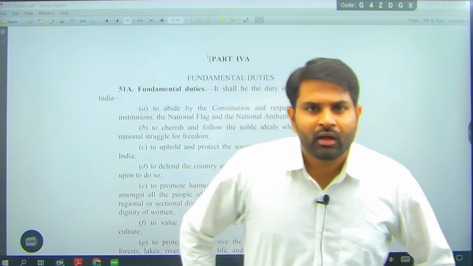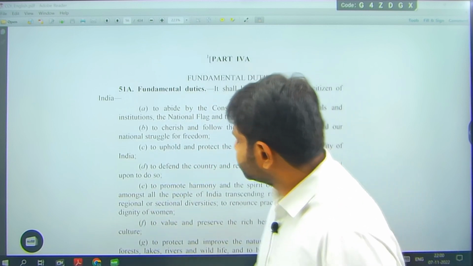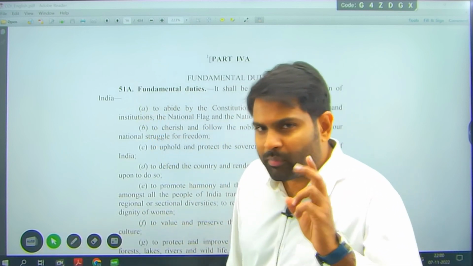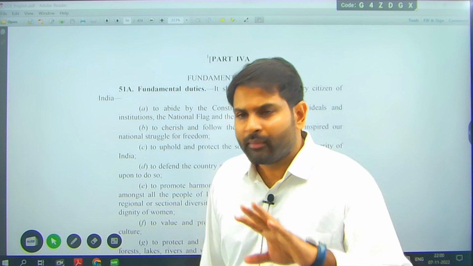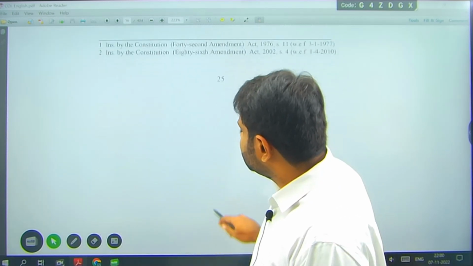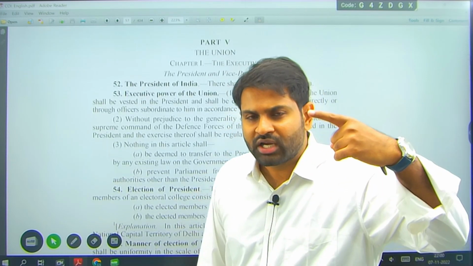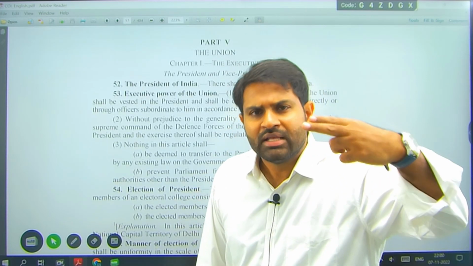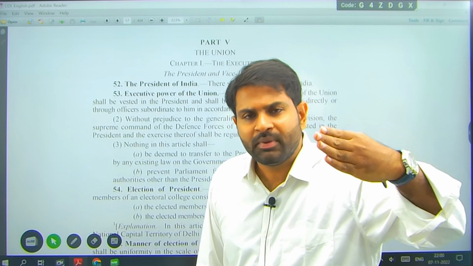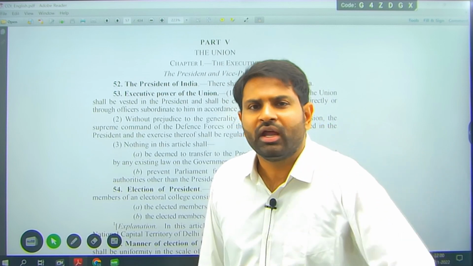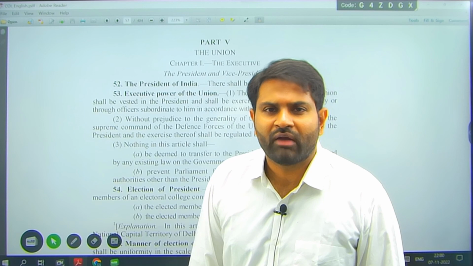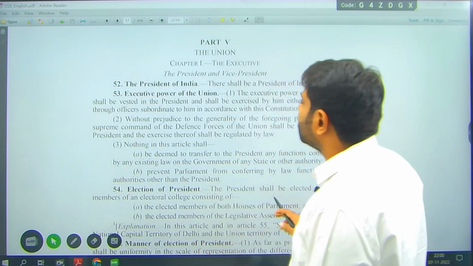Let us take the union government now. So, part 1, part 2, part 3, part 4, part 4A done. We are getting into part 5, that is union government. We spoke about union and its territory, state features, the first part done. Citizenship, the rights of the citizens, DPSPs, which are also rights, and 4A, which are fundamental duties. This is what we have done. Now we are getting into the fifth part, that is union government.